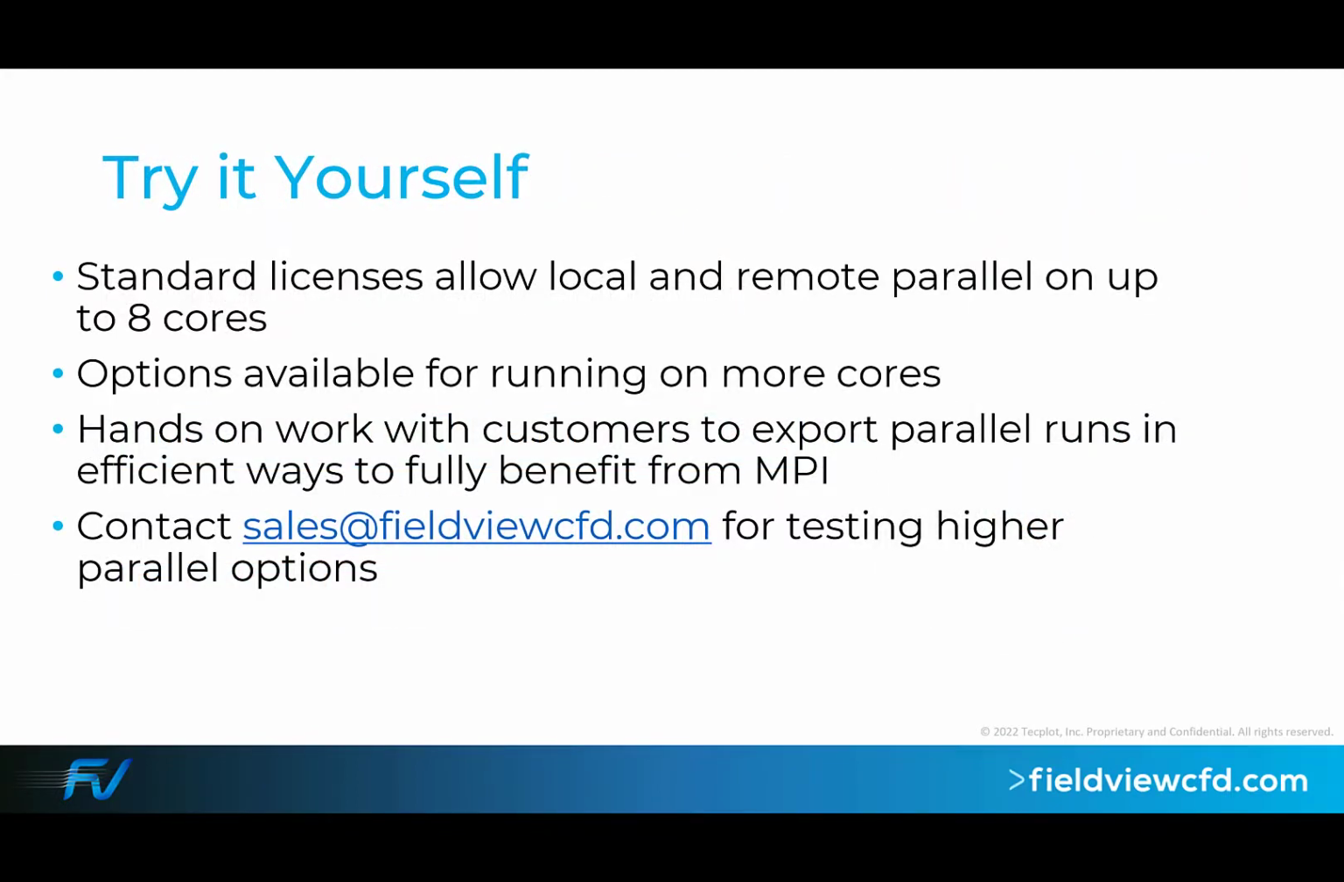So try using MPI on the cases you are running today. Most common licenses today can run parallel on up to 8 cores, so try to take advantage right away. We have upgrade options to run on more cores, which can help you fully utilize the benefits of MPI. And we are willing to work closely with our customers to ensure your data is being output in an ideal way for MPI parallel. Contact us if you want to have a further discussion about MPI parallel, or if you want to try a parallel license with your datasets.